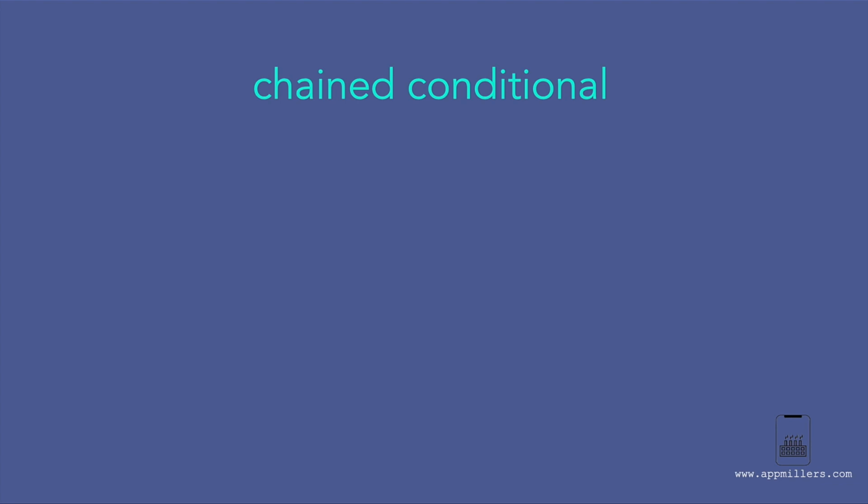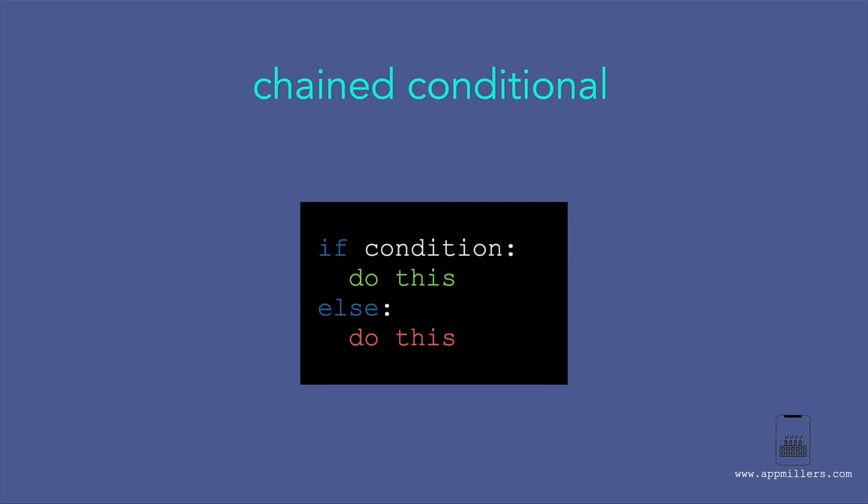Now in this lecture we are going to learn about chain conditional. What is chain conditional? Sometimes there are more than two possibilities and we need more than two branches. As you remember, when we talked about simple conditionals, we said that we have only two conditions. If the condition is met, we do this, which is in green. If it is not met, we do this, which is in red.